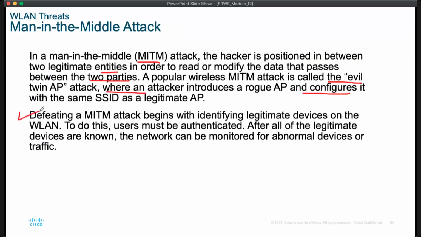So defeating a MITM attack begins with identifying legitimate devices on the wireless LAN. To do this, users must be authenticated. After all of the legitimate devices are known, the network can be monitored for abnormal devices or traffic.